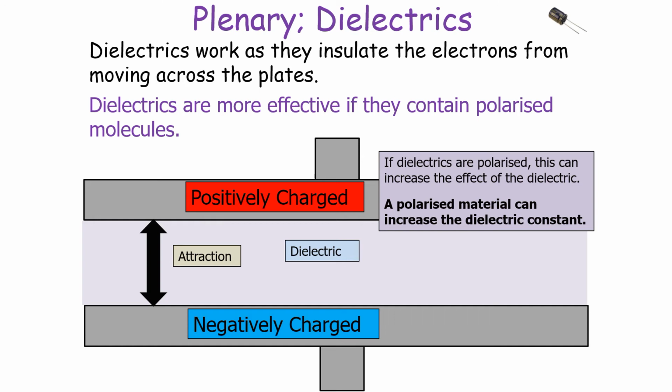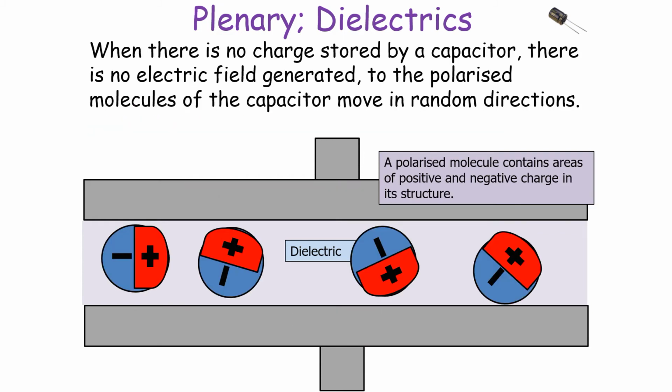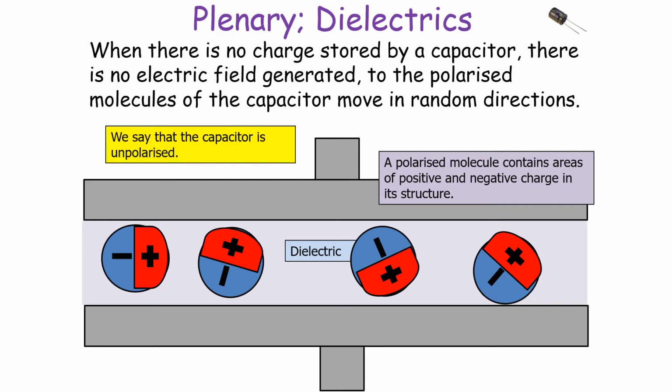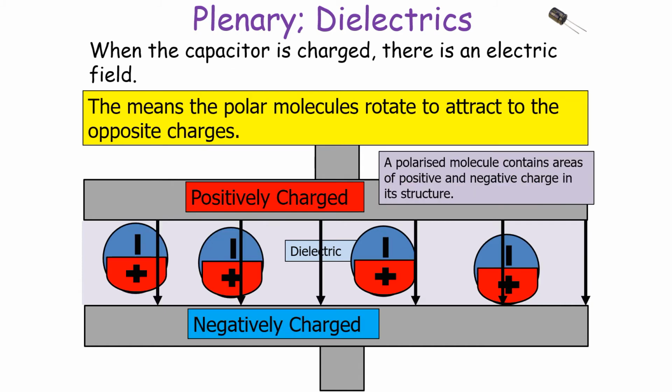Now, it's also important to note that our dielectric, as well as being a very good insulator, should also be polarized, as this increases the dielectric constant. A polarized molecule contains areas of positive and negative charge in its structure. Now, when a capacitor is unpolarized, it has no charge placed upon it, and the polar molecules of the capacitor move in random directions. So when the capacitor is unpolarized, the polar molecules are randomly orientated. However, when a capacitor is charged, it produces an electrical field across the two plates.